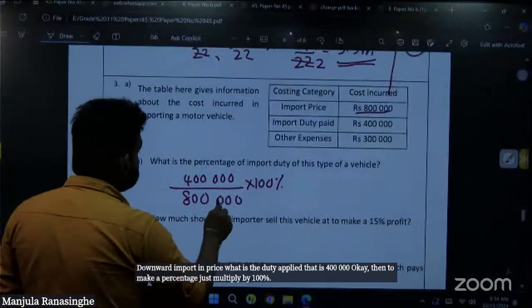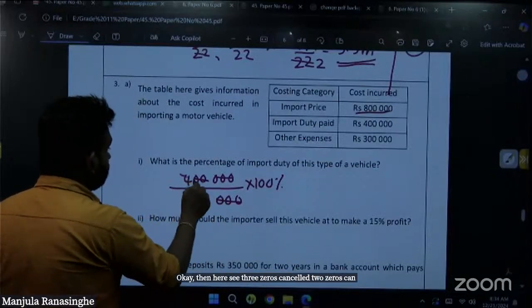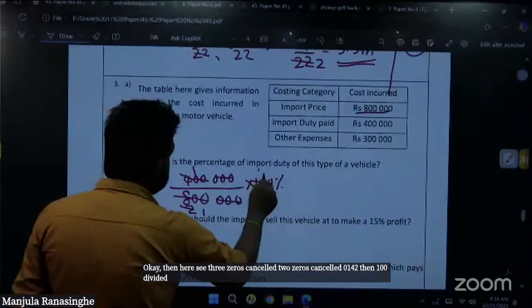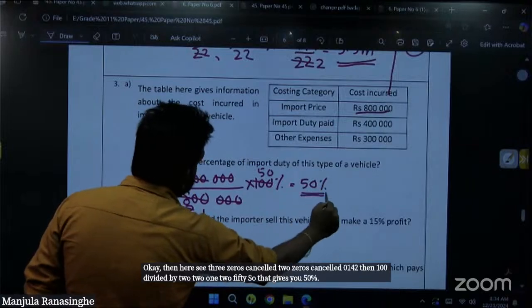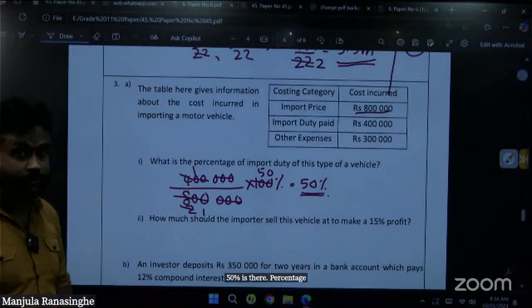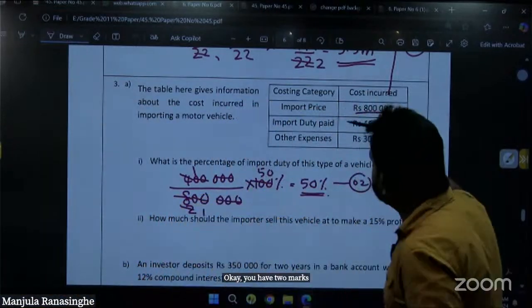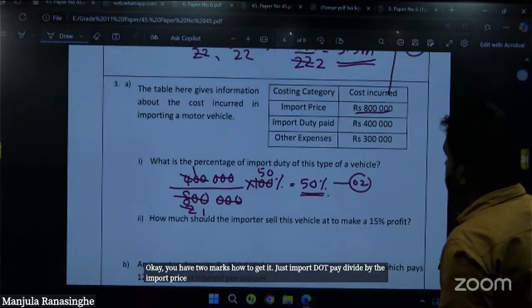Okay, then here see, three zeros cancelled, two zeros cancelled, 4142. Then 100 divided by 2, 250. So that gives you 50%. 50% is the percentage on the import duty. Okay, you have 2 marks. How to get it? Just the import duty paid divided by the import price into 100%.